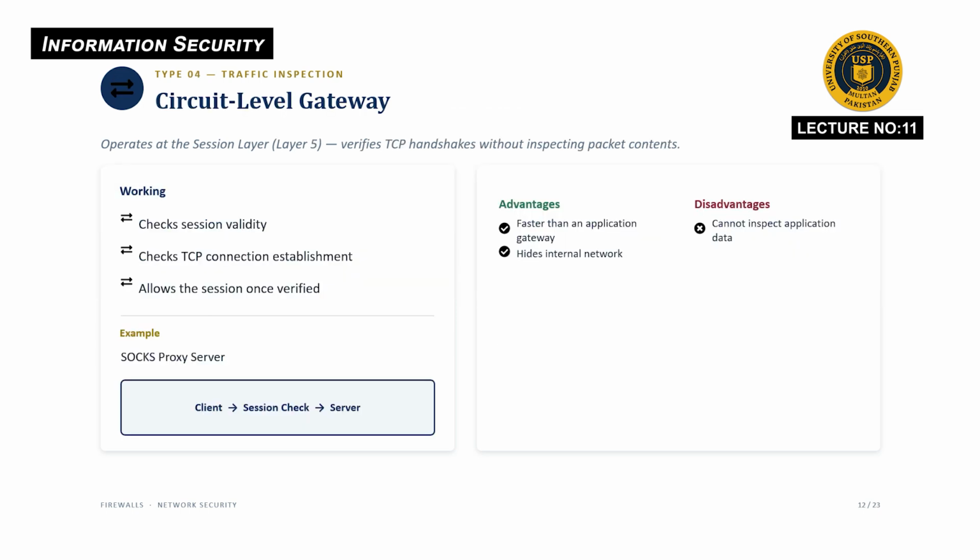Circuit level gateway. This firewall works at the session layer and verifies the TCP handshake. It checks whether a session is valid before allowing communication. It is faster than an application gateway but cannot inspect application data.